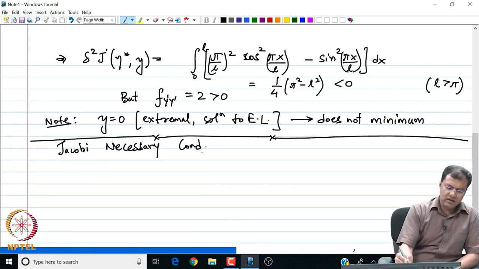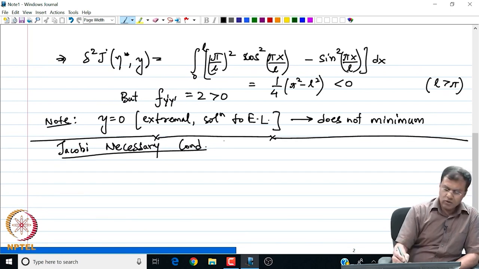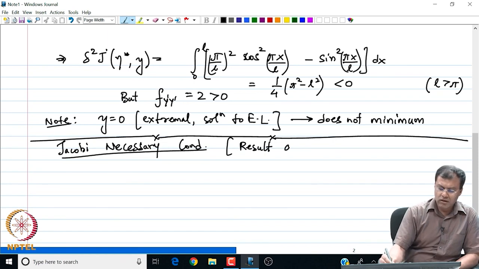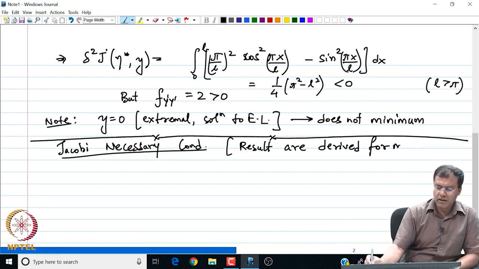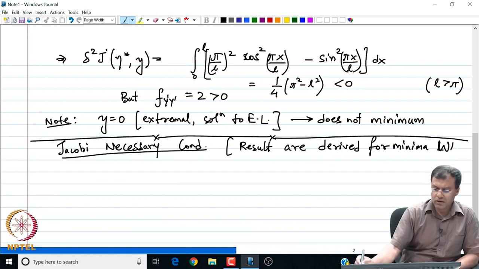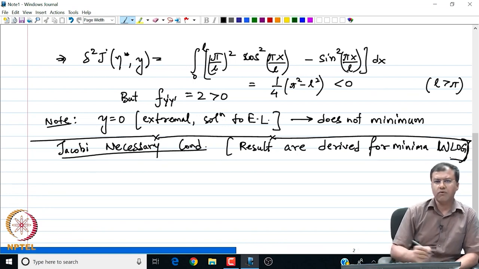The Jacobi necessary condition. As I just said, throughout our discussion I am only going to talk about deriving the minima from the extrema. Results are derived for minima without loss of generality. A similar set of arguments will hold for maxima with the signs reversed.